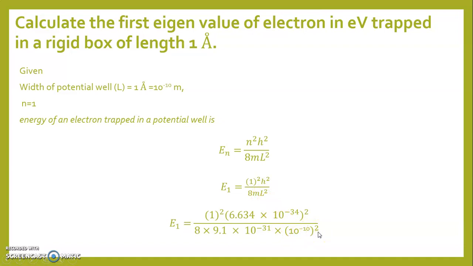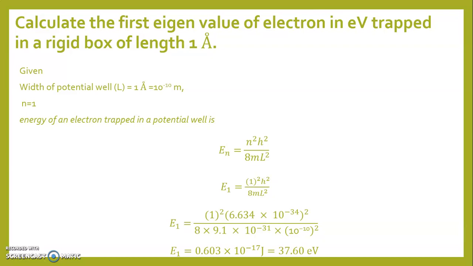Simplify this by using a scientific calculator only, please do not use a mobile. So calculate it, and you will get the answer. That answer is 0.603 into 10 raised to minus 17 joule. I'm repeating it again, 0.603 into 10 raised to minus 17 joule.